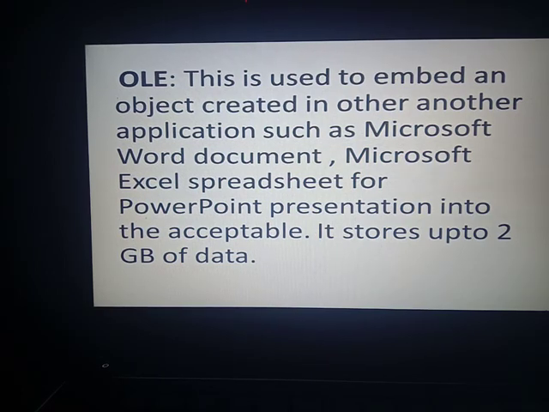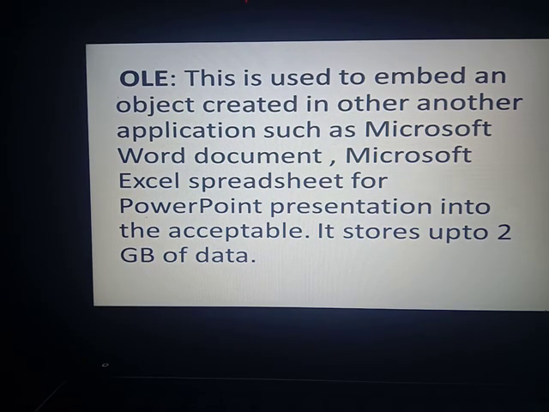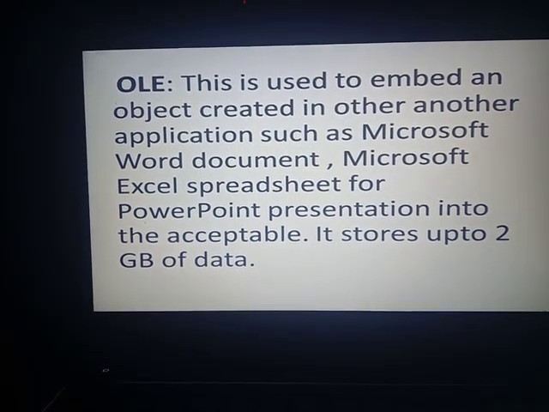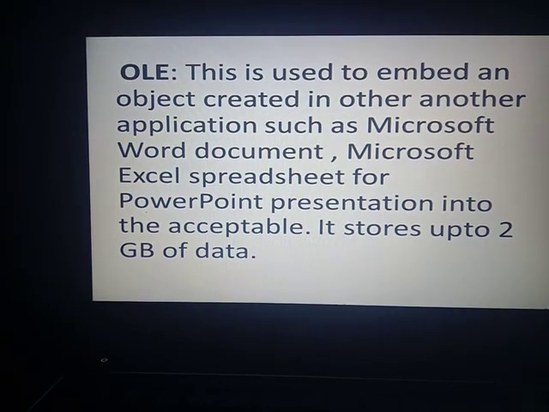One of the data types is OLE. This is used to embed an object created in another application, such as a Microsoft Word document, Microsoft Excel spreadsheet, or PowerPoint presentation into a table. It stores up to 2 GB of data. So this data type is used to enter another application's file, such as a Microsoft Word document or Microsoft Excel or Microsoft PowerPoint. So we can use other documents in our Access by using the OLE data type.